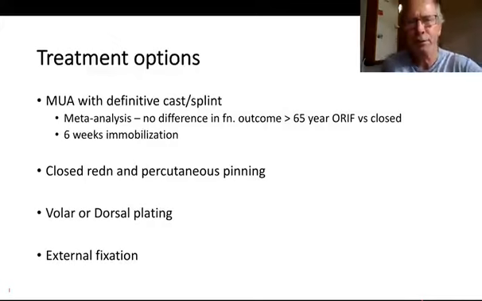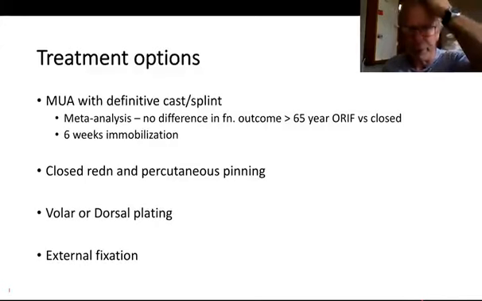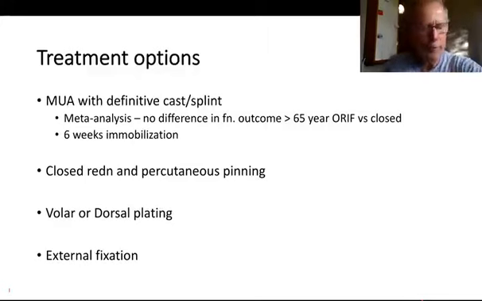But there's material from Scotland in a high output trauma unit that's now got 5 years of follow-up that says closed reduction and percutaneous pinning, the functional outcomes are just as good as locked plating. So I don't think we have to go to all these expensive things in order to get a good functional outcome. Okay, all right. So that's sort of off the point a little, but I think it is important.